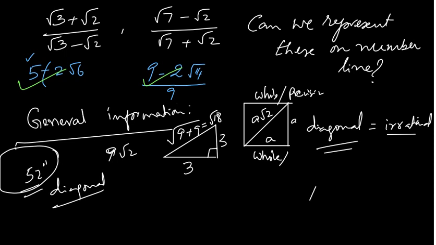If it is not a square, you have a rectangle. For example, you have a rectangle. Then you may get a perfect square. I'm coming to that. So for example, this side is 24 centimeters. This is 7 centimeters. Can you tell me how much is the diagonal?